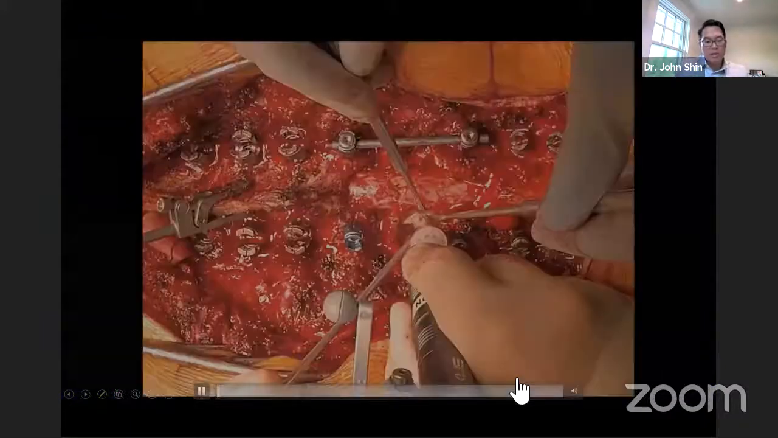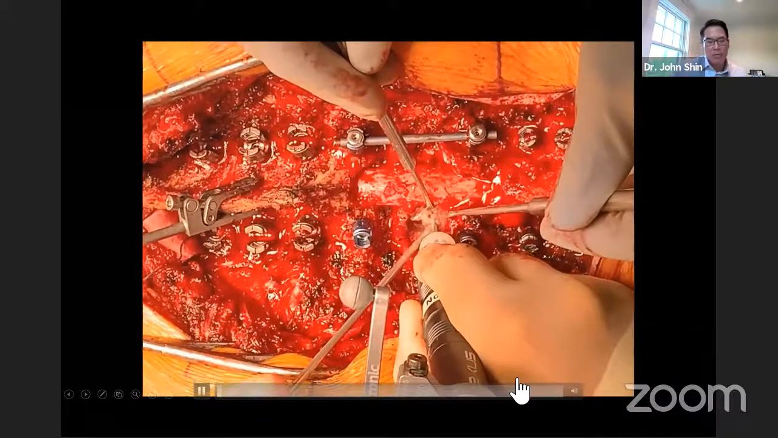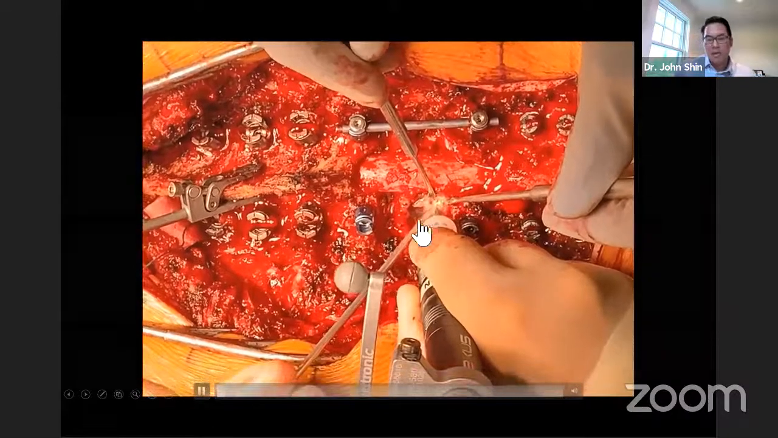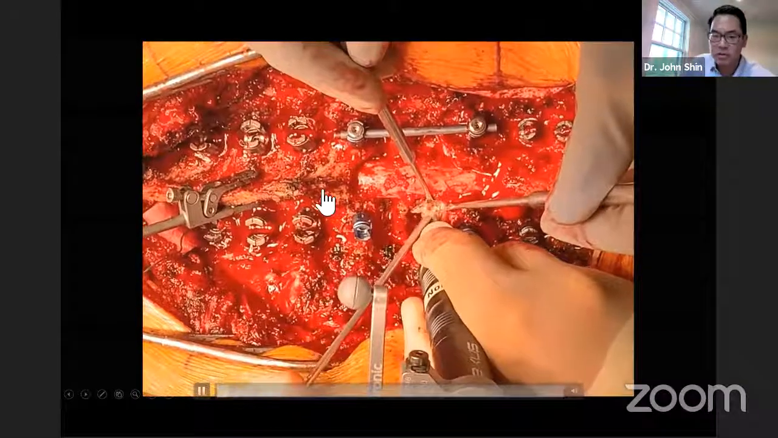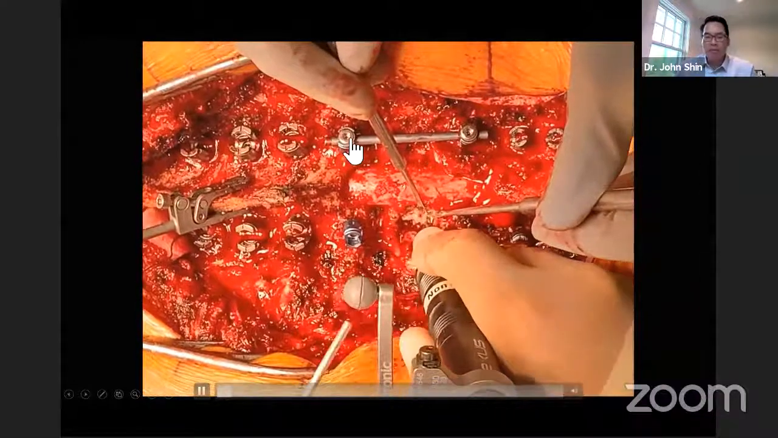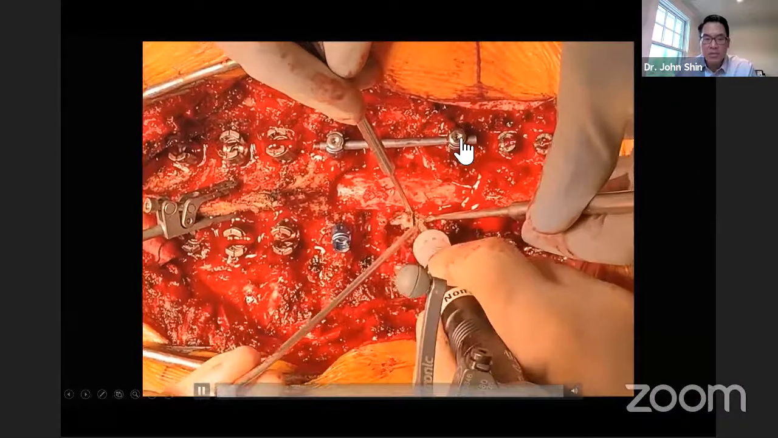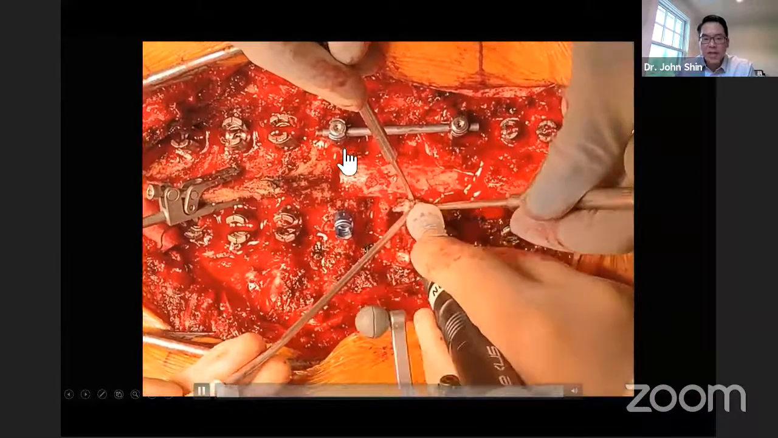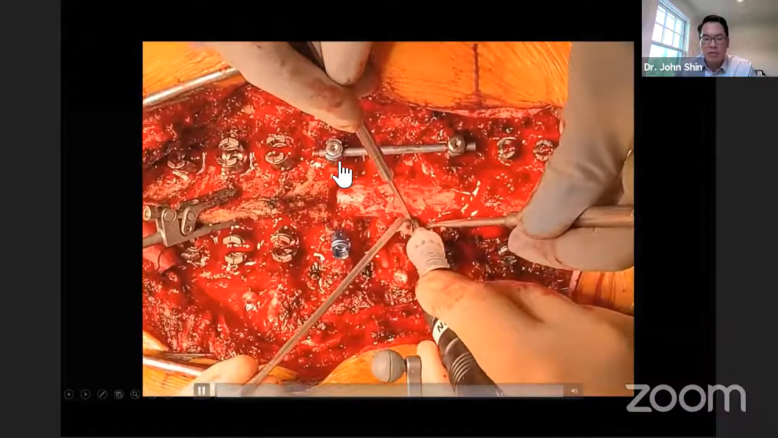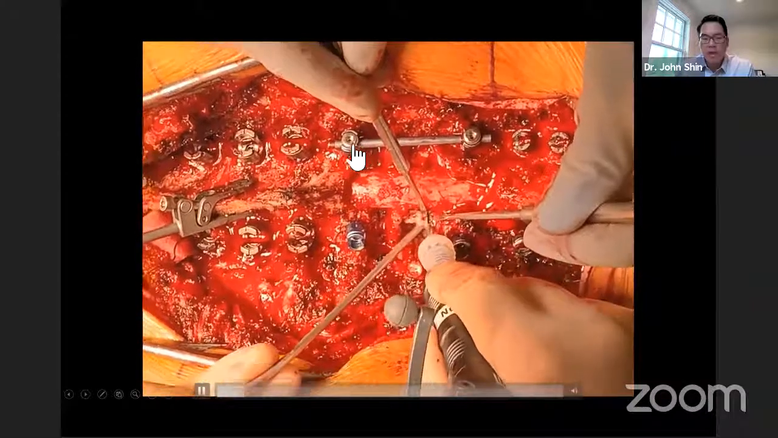So now what I do to help this, I use the bone scalpel. We navigate the bone scalpel here. This is to the right is cranial, left is caudal. I have a temporary rod across the cervical thoracic junction. So this is actually a 5.5 diameter screw, but with a smaller head cap.